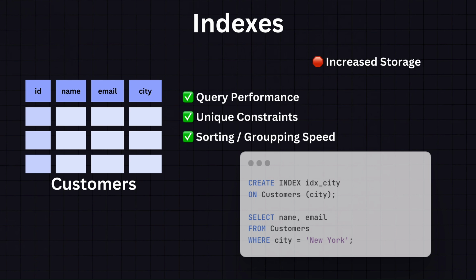One of them is increased storage. Each index you create consumes additional disk space, and the amount of space that it uses depends on the size of the table and the number and type of columns used in the index. It also adds maintenance overhead. Indexes need to be updated whenever data is inserted, deleted, and updated in the table.